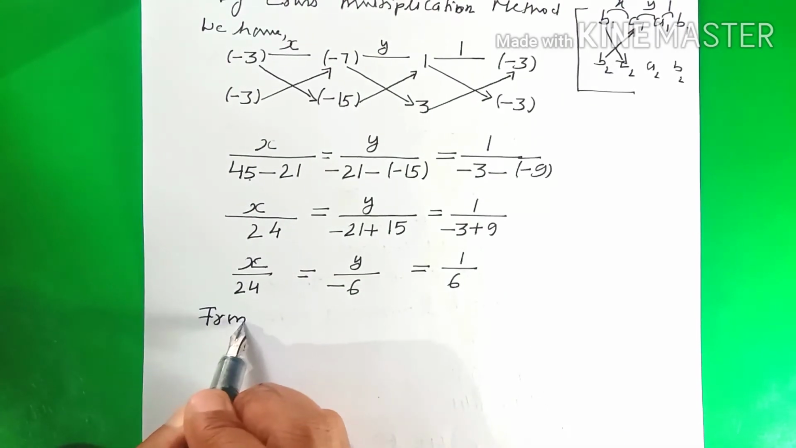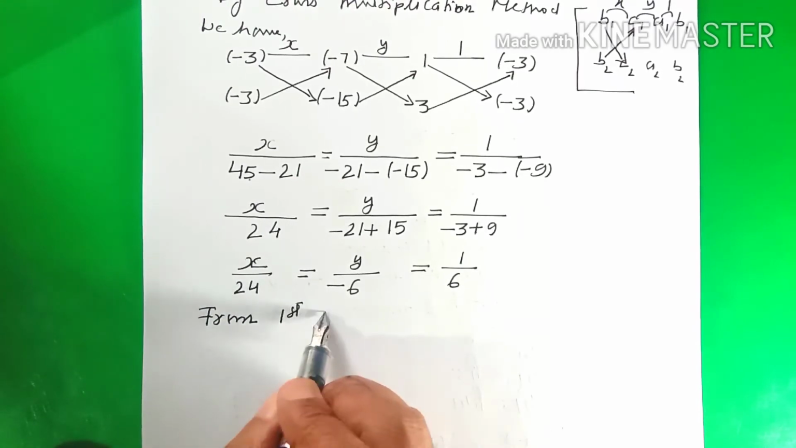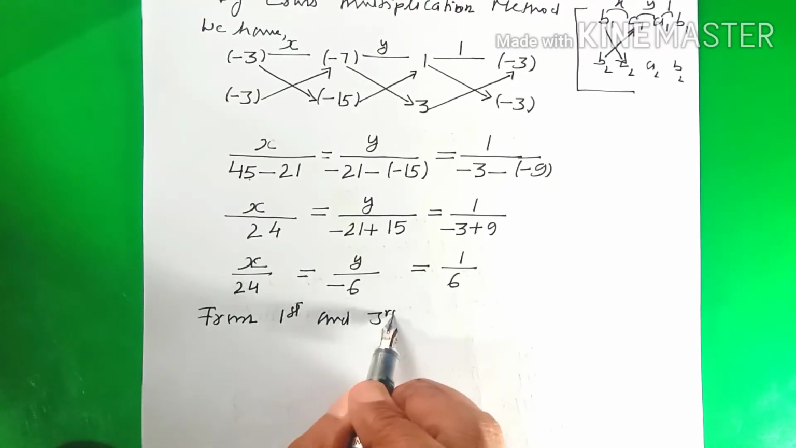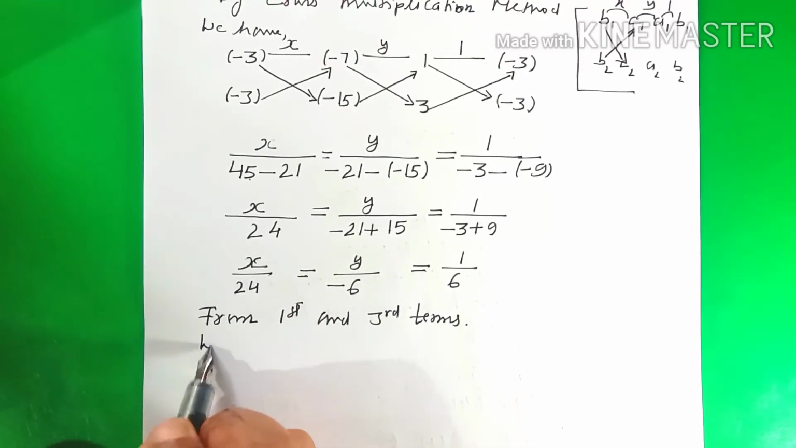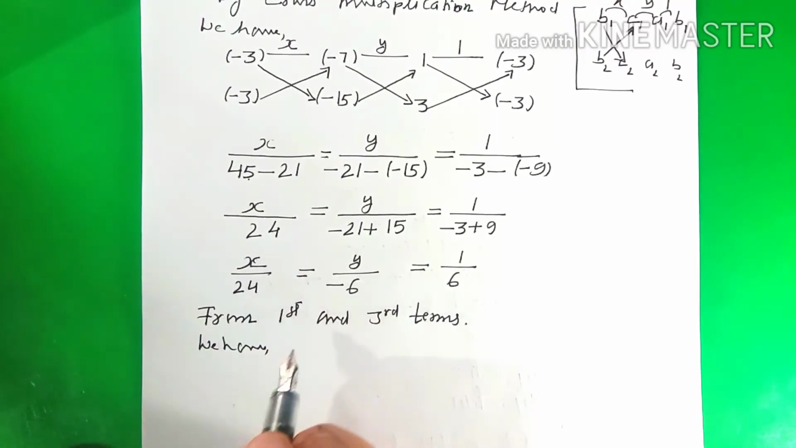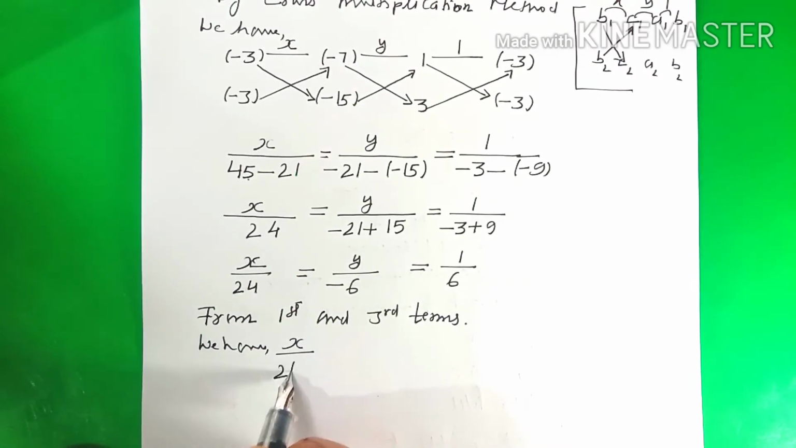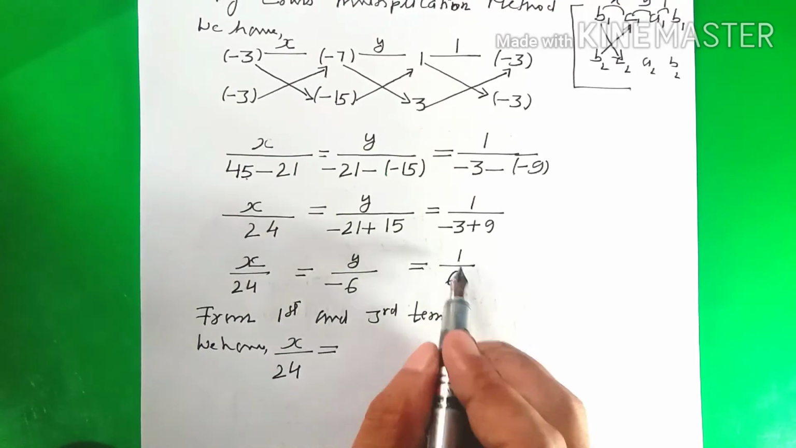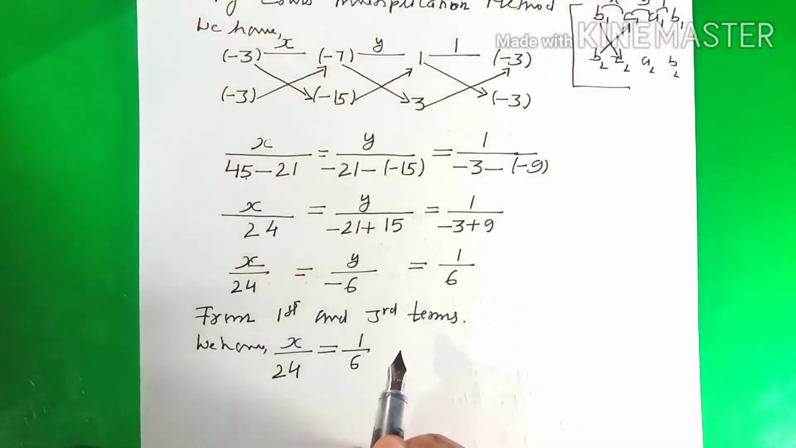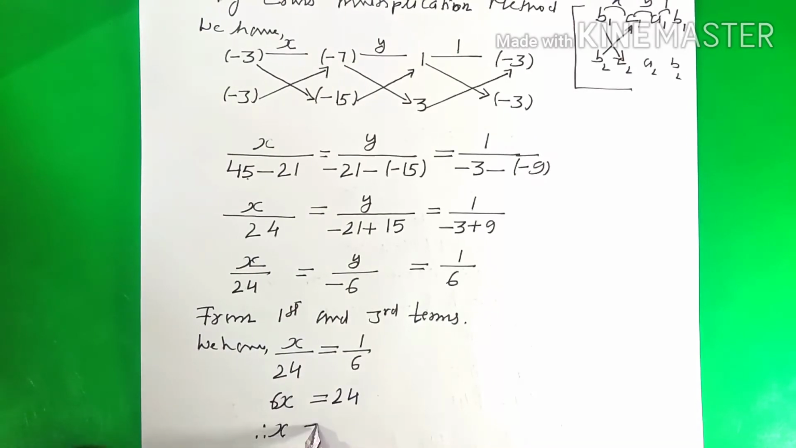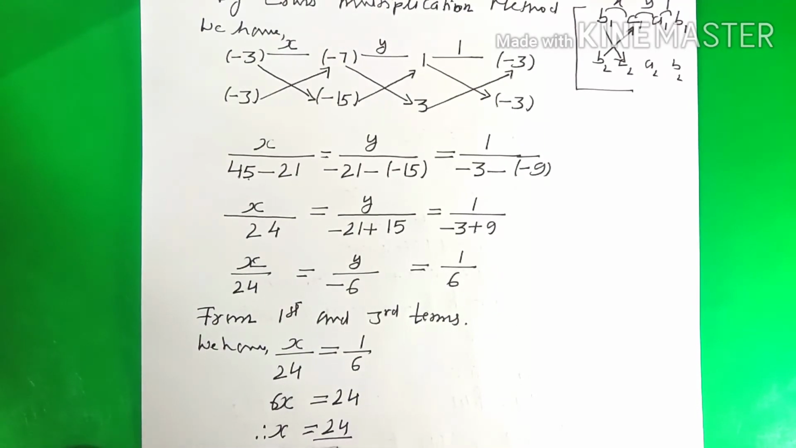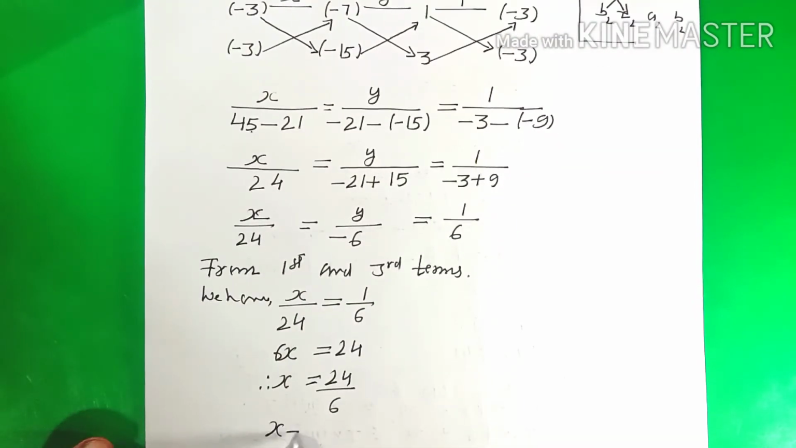Now from first and third terms, from the first and the third term we get x upon 24 also equals to third value 1 upon 6. Take a cross multiplication, 6x also equals to 24. Therefore x equals to 24 divided by 6. X equals to 6 into 4 times.